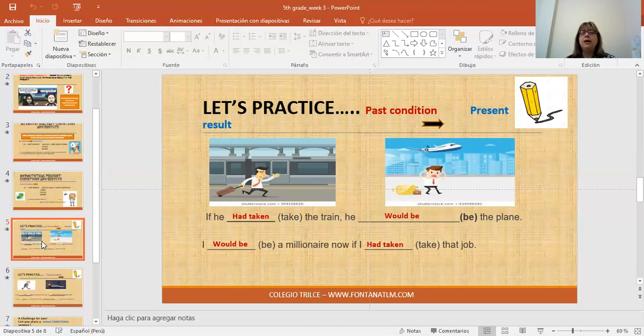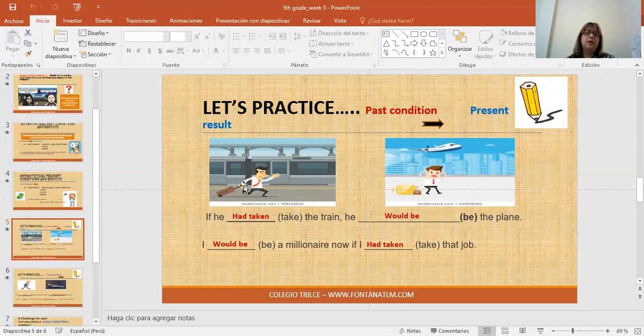Right here we have an exercise. Past condition, present result. Remember, past condition, present result is our first conditional. The second conditional is a present condition and a past result, okay? You have to switch it around. Let's see.